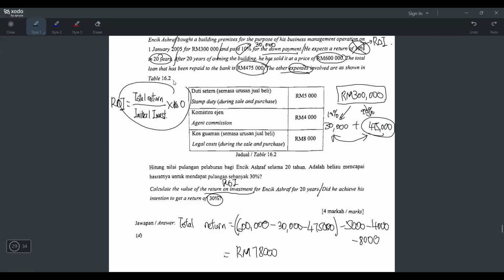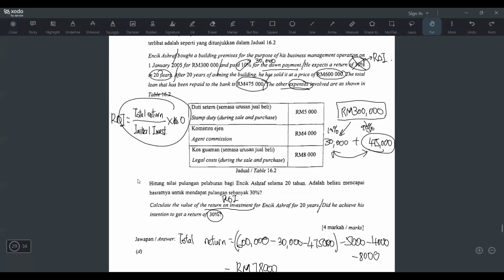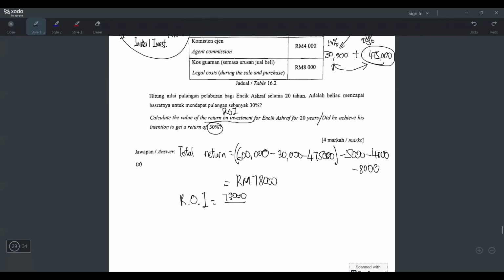So that's the total return, but not the answer. I want to find ROI. So now we can put in this formula. My return on investment would be the total return, which is 78,000, divided by the initial investment. Initial investment is 300,000. That's the starting amount. Then times 100. So this is how you calculate ROI. So you are left with 78,000 divided by 300. My calculator gives me 26, and your ROI will automatically be in percent, because when you take a fraction times 100, it will be in percentage.